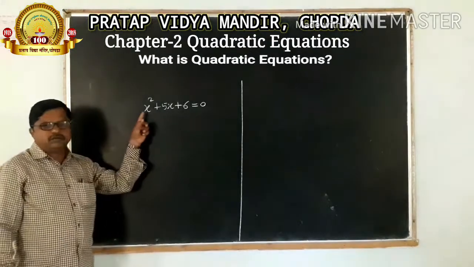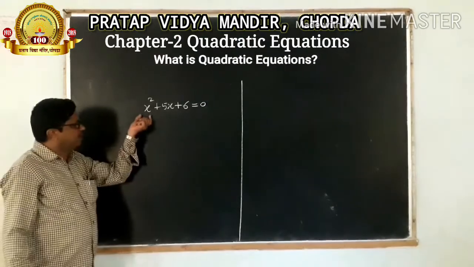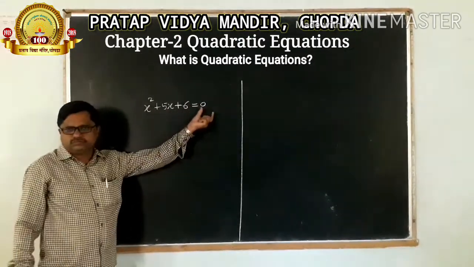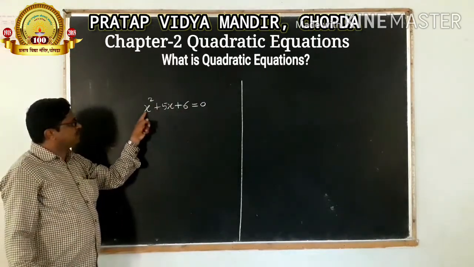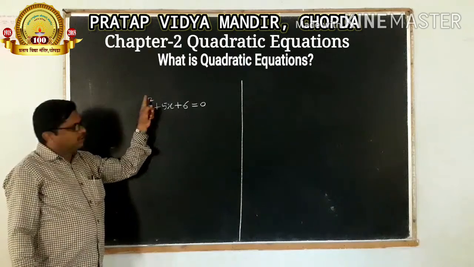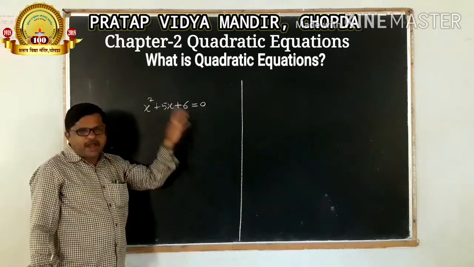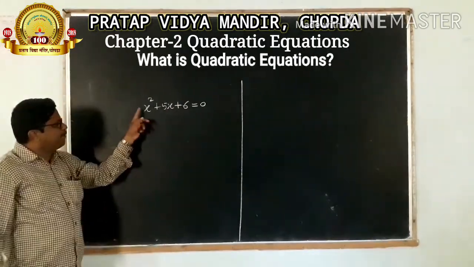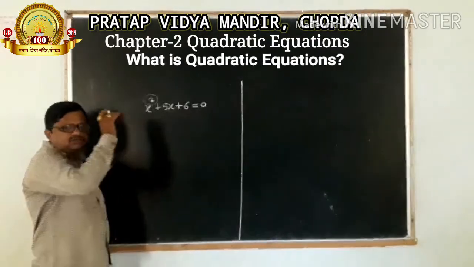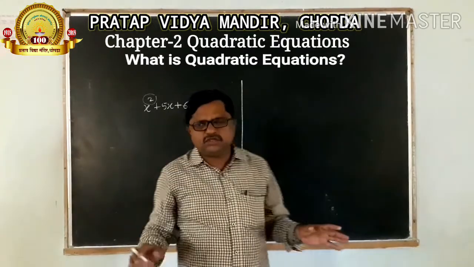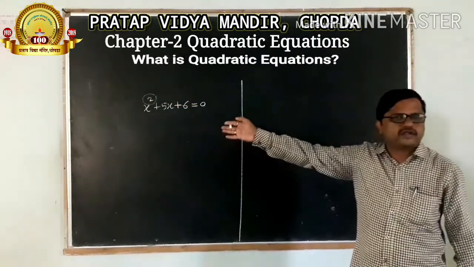That is variable x. And we can read this equation like this: x square plus 5x plus 6 equal to 0. In this equation, you can observe the index of variable x in the first term is 2, and in the second term the index of x is 1. If the maximum index of the variable is 2, then such type of equation is called a quadratic equation. Means this is one example of a quadratic equation.